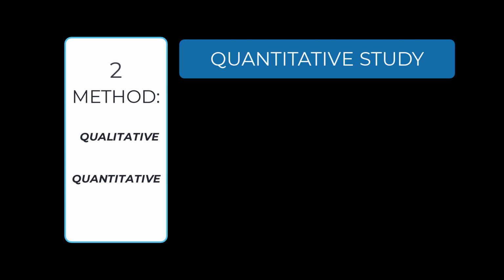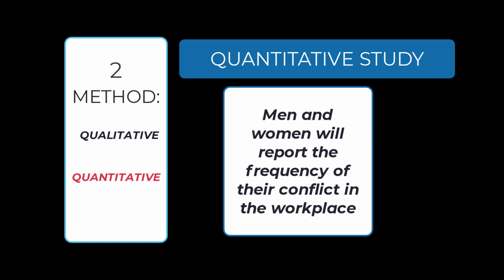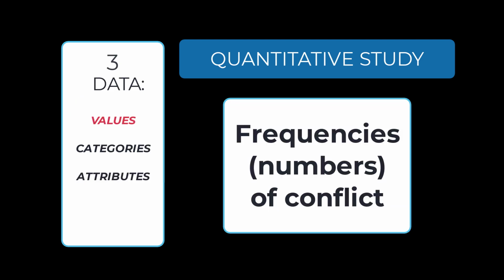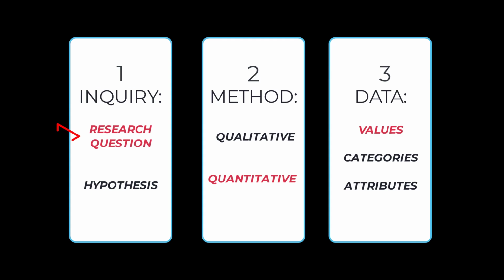If you elect to use a quantitative data collection method, then you will have data that is comprised of numbers or values. This is suitable given the hypothesis you started with. Finally, this quantitative method will result in data that's comprised of numbers, such as the number of times conflict occurs in a given week. Again, you can see how the researcher's decisions shape the outcome of the data.